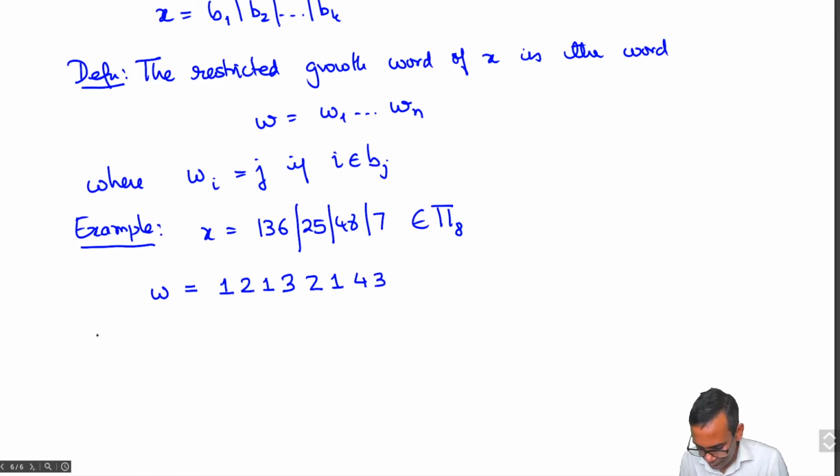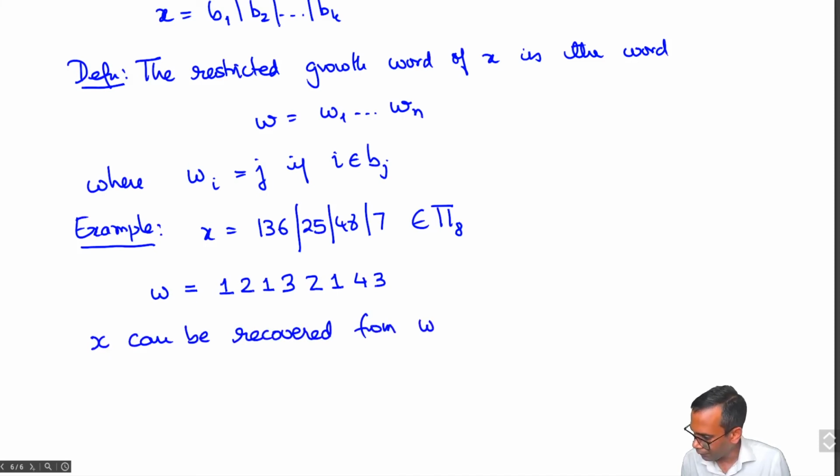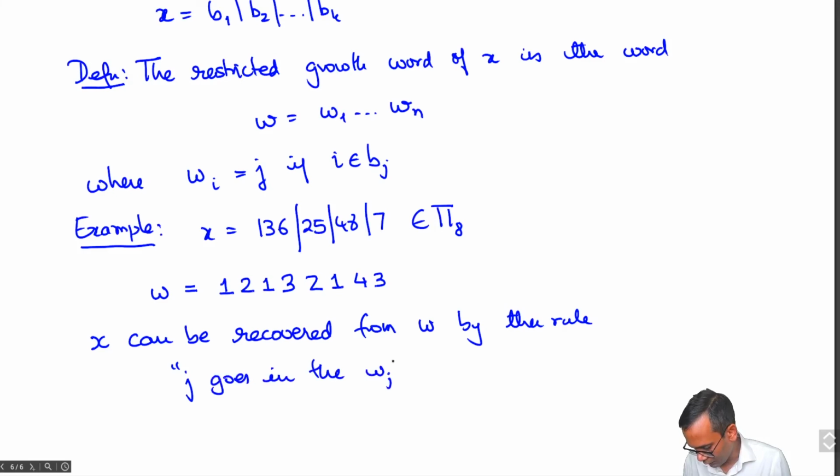And X can be recovered from W by the rule that j lies in the W_jth block.